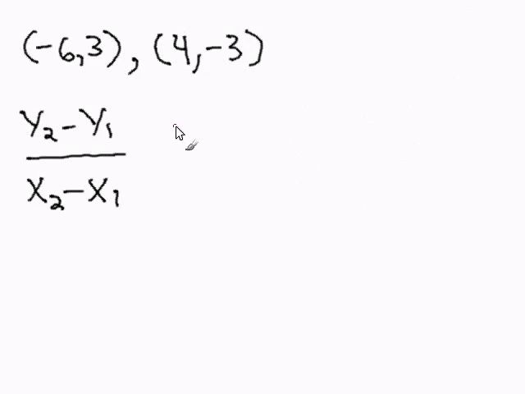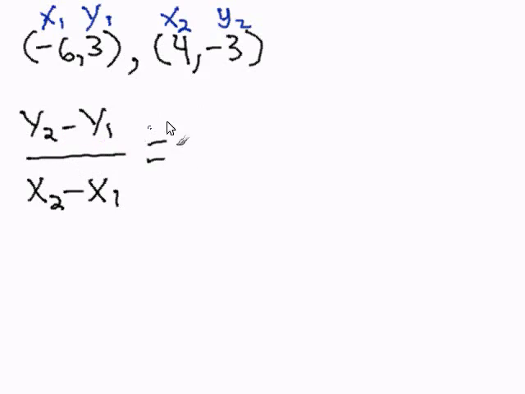Another way to find the slope between 2 points is to use this formula, y2 minus y1 over x2 minus x1. Now, before using this formula, we should label what's going to be our x1, y1, and x2, y2. Now, I'm going to label my first point x1, y1, and then I'm going to label my second point x2, y2.